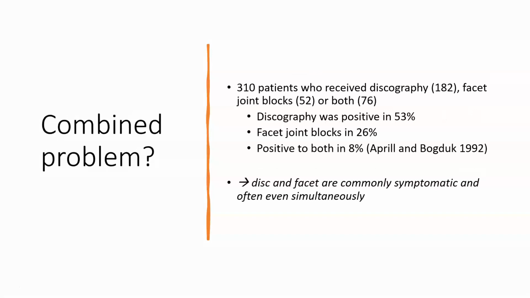310 patients. And actually in this study they showed that very often there is a combined problem. There could be an internal derangement problem and a facet joint problem at the same time. And this is a difference with the lumbar spine. Yeah? Facet joint problems in the cervical spine are more frequent than in the lumbar spine.